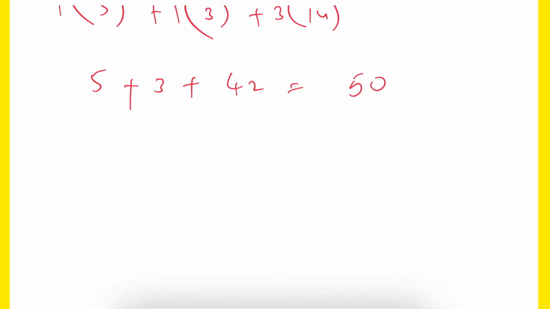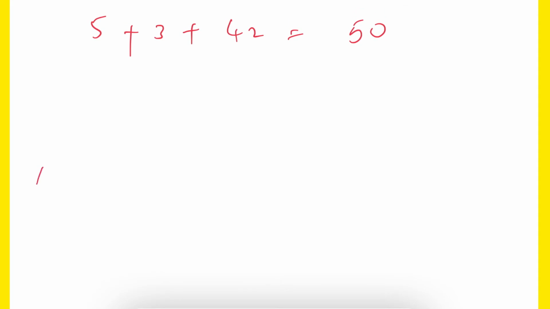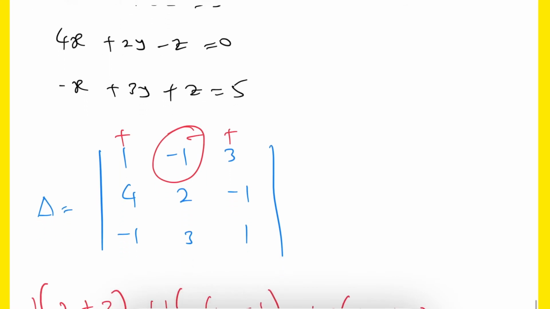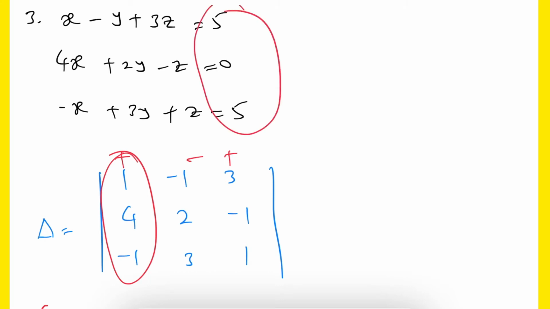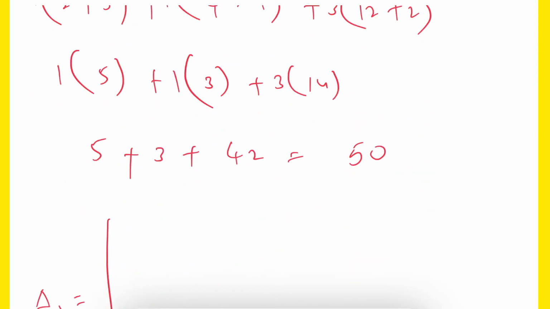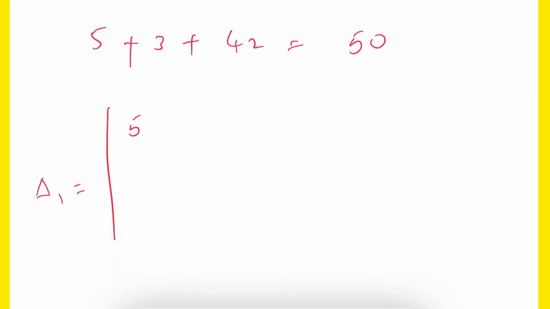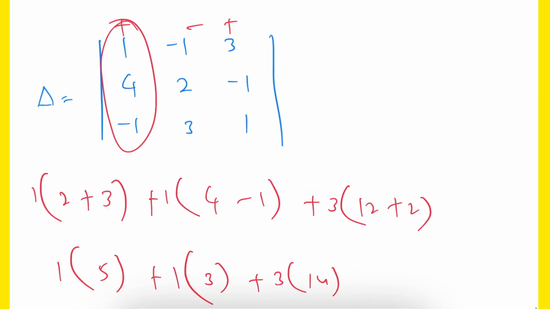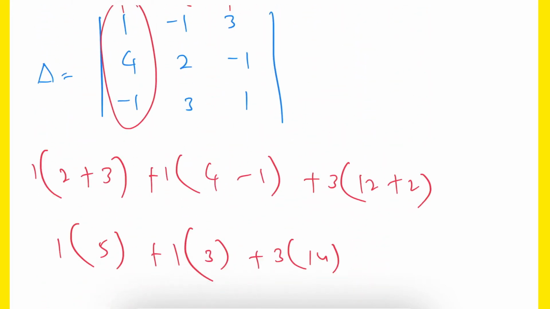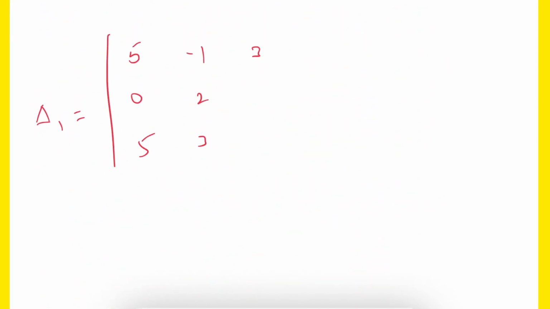Okay, next we need to find the delta 1 value. So delta 1 means we need to separate the column 1, replacing column 1 with the constants. Here column 1 is 1 4 minus 1, and that should be replaced with 5 0 5. Second column and third column as it is. So the first column will become 5 0 5, and the second column is minus 1 2 3, and the third column is 3 minus 1 1.